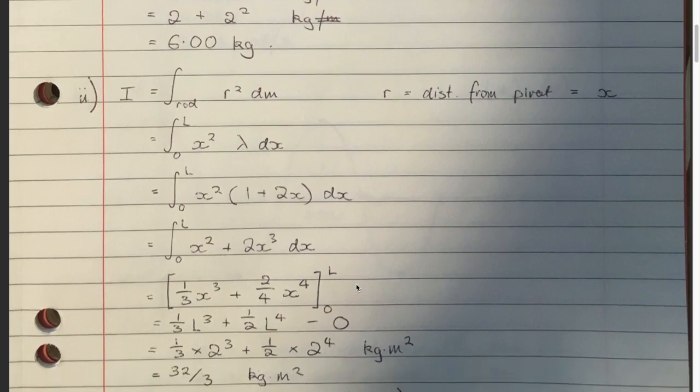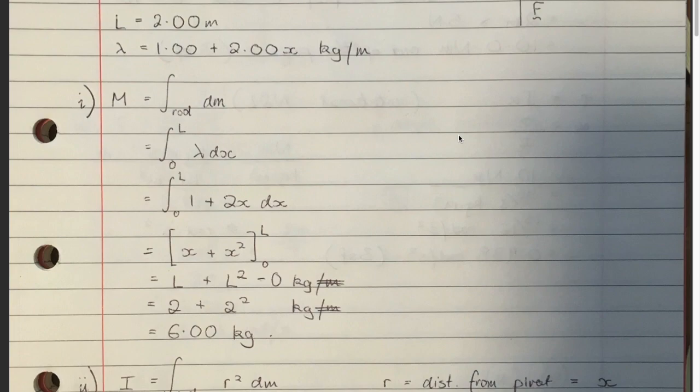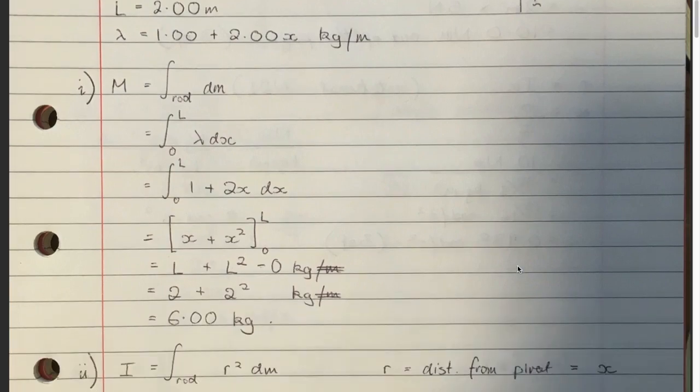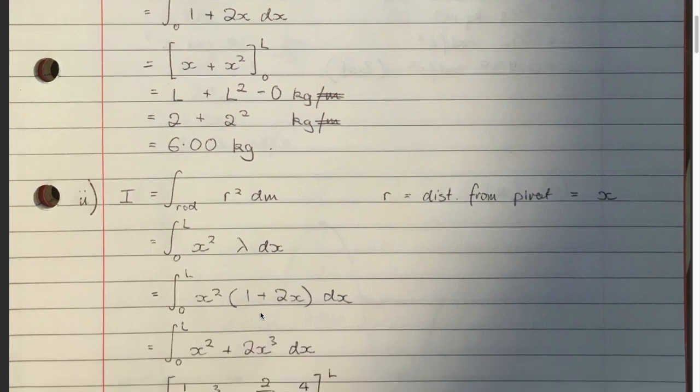Part 2 is find the moment of inertia of the rod. So our usual formula for that is the integral of r squared dm over the object. R squared in the formula is the distance from the pivot point. The pivot point is marked in the diagram, and the distance from it is defined as x. So we can just use x squared, and as in part 1, dm equals lambda dx.